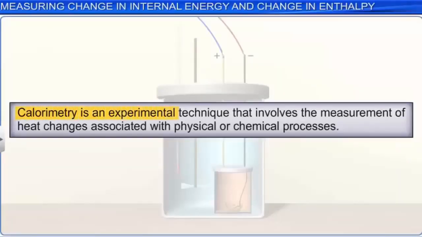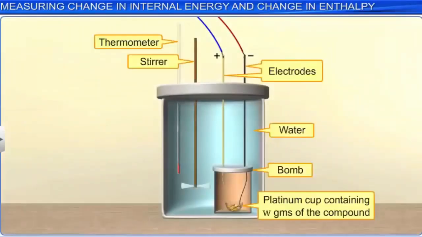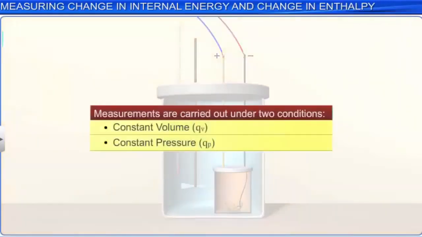Calorimetry is an experimental technique that involves the measurement of heat changes associated with physical or chemical processes. In laboratory, such changes are measured in a calorimeter. These measurements are generally carried out under two conditions: at constant volume, Qv, and at constant pressure, Qp.